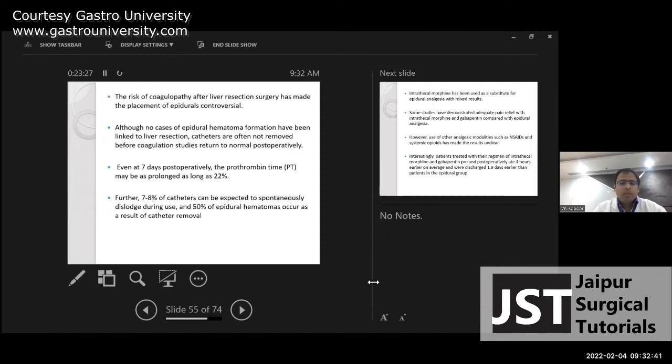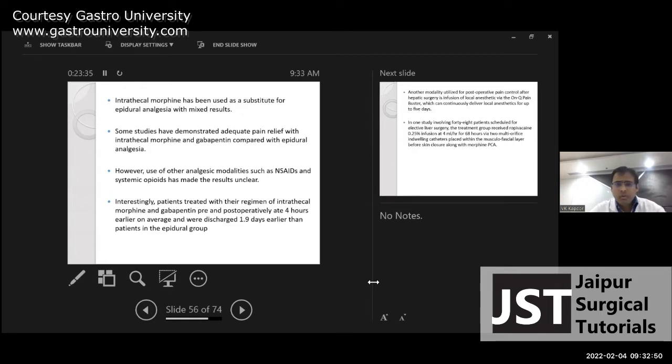Further, 7 to 8% of catheters dislodge spontaneously and epidural hematoma may occur as a result of catheter removal. Another substitute for epidural analgesia is intrathecal morphine. We can do it preoperatively also. We directly deposit the morphine into the intrathecal space, and some studies have demonstrated adequate pain relief with intrathecal morphine and gabapentin compared with epidural analgesia. Gabapentin is an adjuvant which is shown to reduce the incidence of intra- and post-operative pain. And gabapentin and pregabalin both can be used along with intrathecal morphine or epidurals.